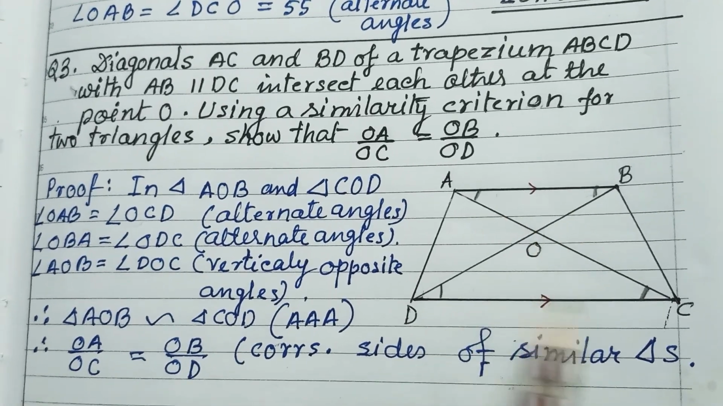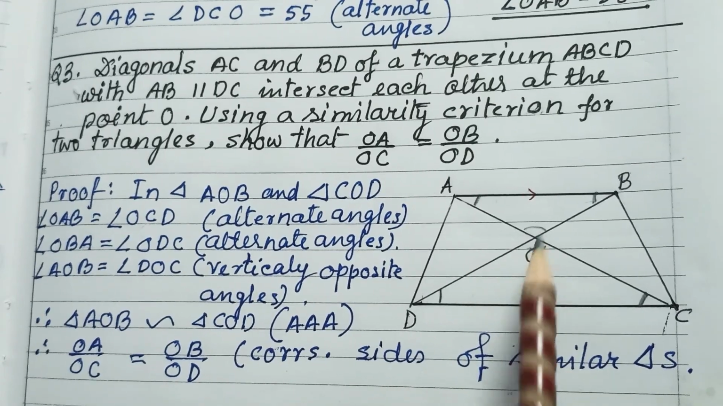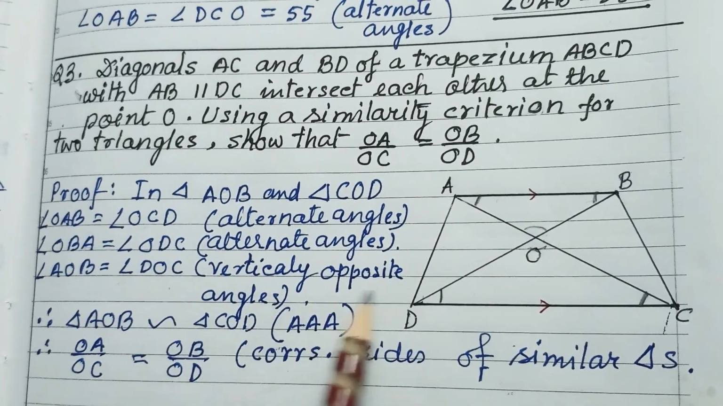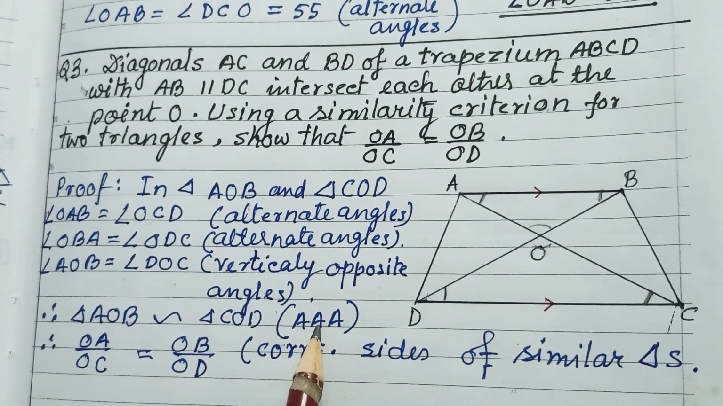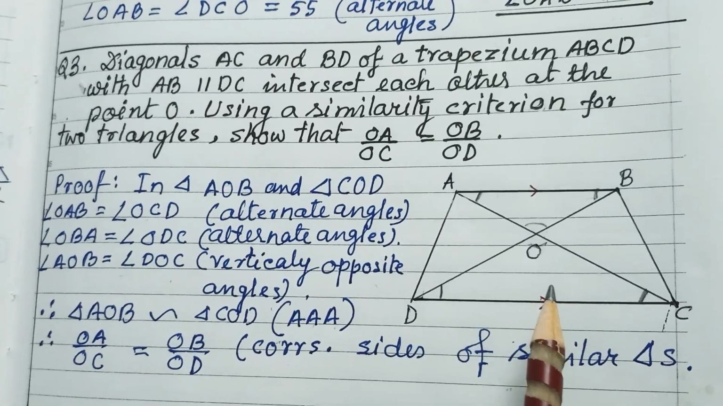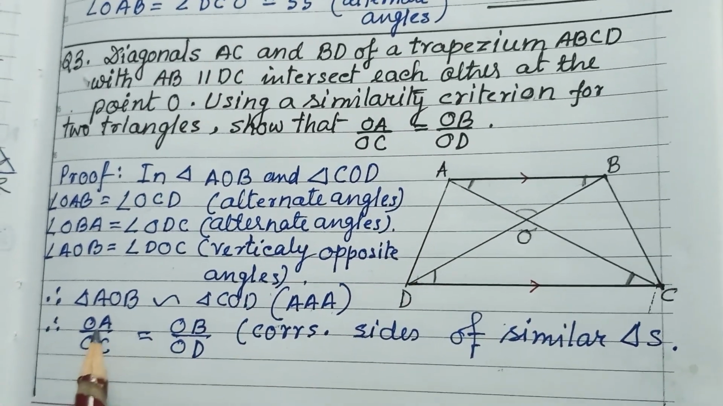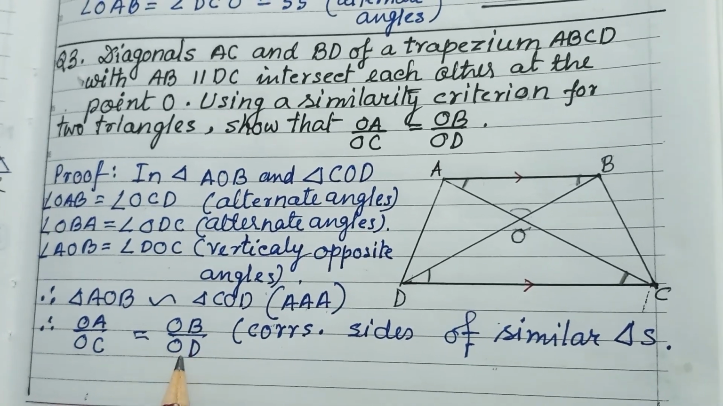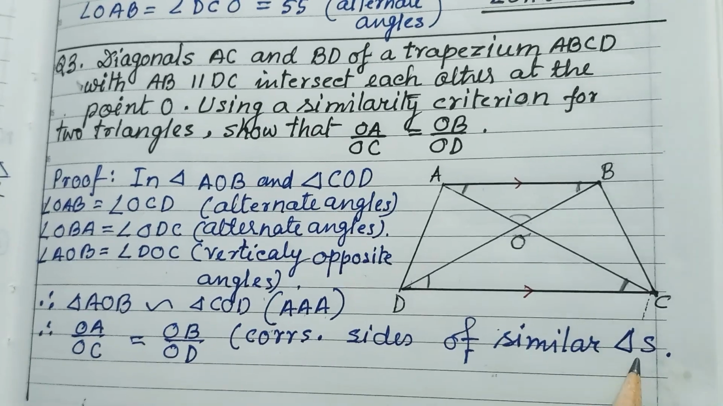So by the angle criterion we can write, the third angle is the vertically opposite angle, and the third angle is also equal. So by the angle criterion, these two triangles are similar. As they are similar, the ratio of corresponding sides is equal. Therefore OA upon OC is equal to OB upon OD, the corresponding sides of similar triangles.